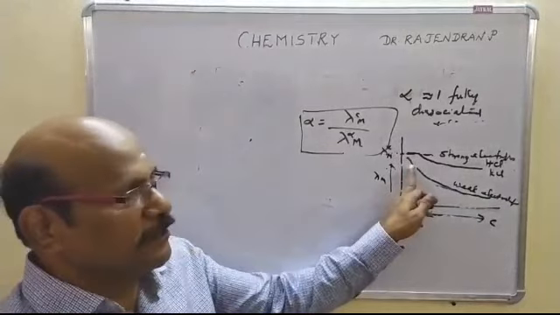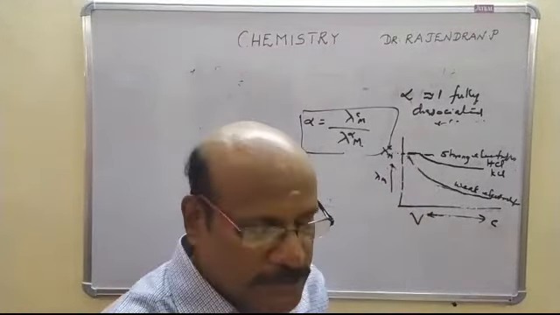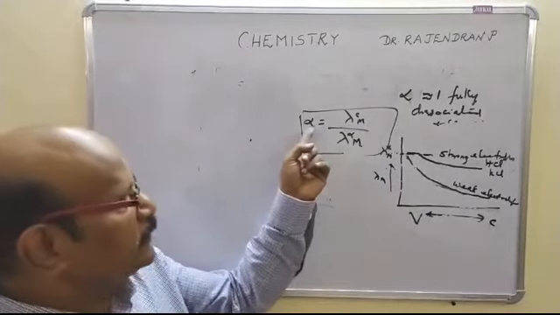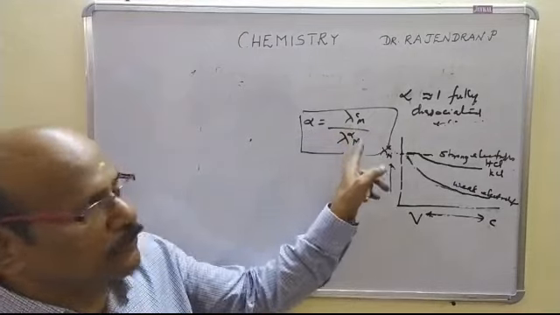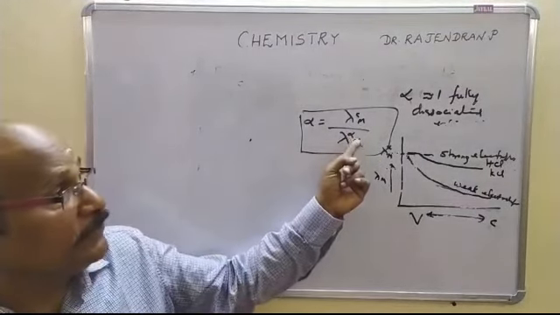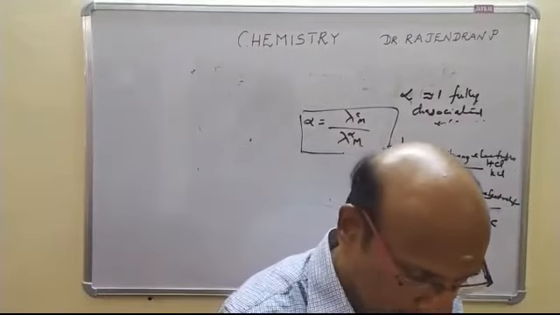But in the case of a weak electrolyte, we cannot determine lambda infinity. We cannot say at what stage lambda infinity is attained. So to get alpha, the degree of dissociation of a weak electrolyte, we have to determine lambda infinity m theoretically. That is Kohlrausch's law.